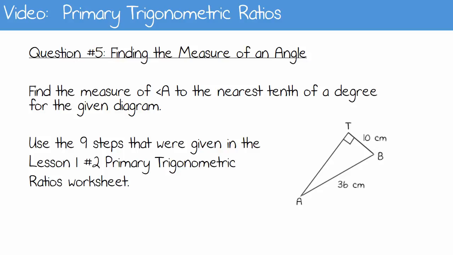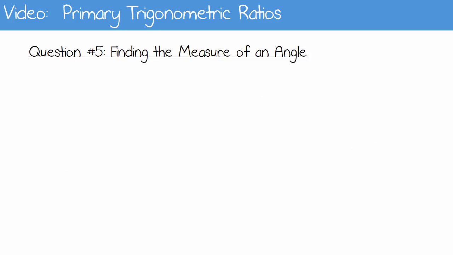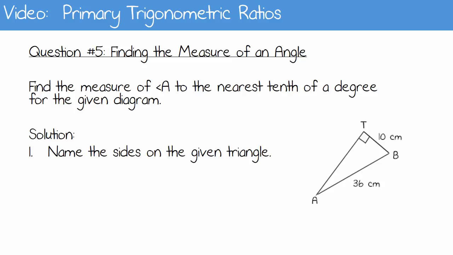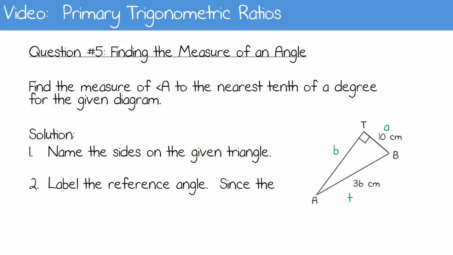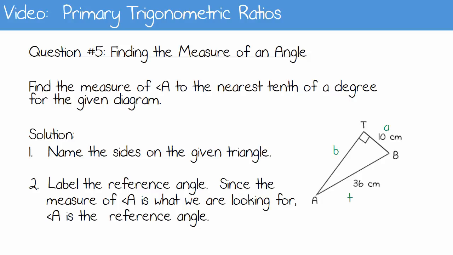Use the 9 steps that were given in the Lesson 1, Number 2 Primary Trigonometric Ratios worksheet. Let's get the worksheet ready, and here we go. Step number 1. Name the sides of the given triangle. A, B, T. Label the reference angle. Since the measure of A is what we're looking for, angle A is the reference angle.